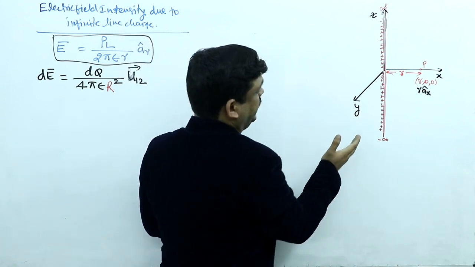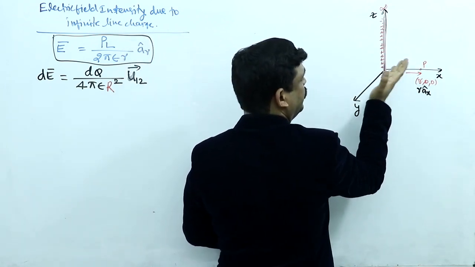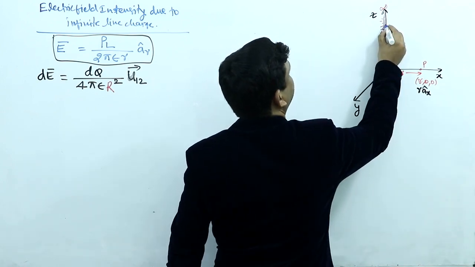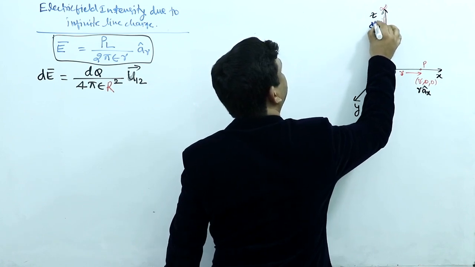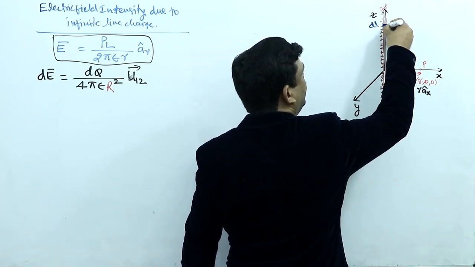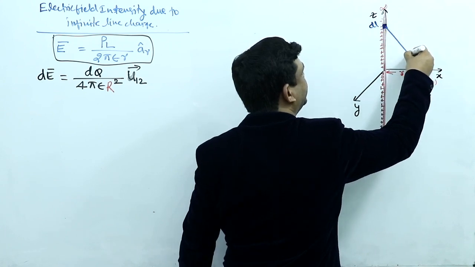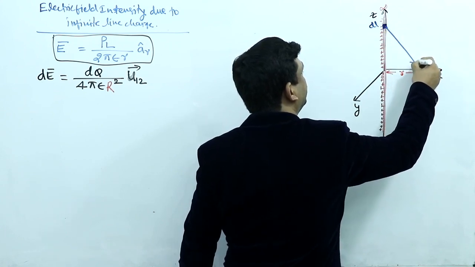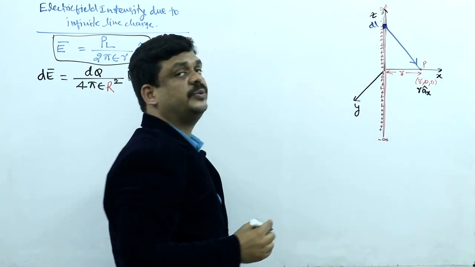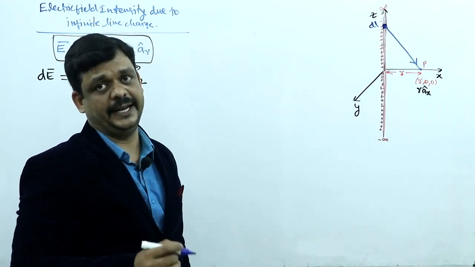Directly from the infinite line, finding the force is not possible. That's why here I am considering one differential length. Here I am assuming some differential length, and from this point to this point I am finding the force on this point. That's why I have assumed the differential length dl.